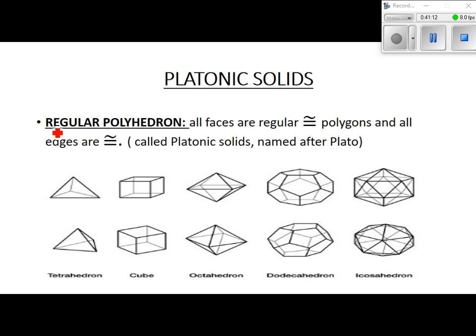A regular polyhedron. Before you start to write anything down, what was a regular polygon? If I told you that this was a regular polygon, what's true about it? What do you know about all the sides? They're all equal. What do you know about all the angles? They're all equal. So what do you think a regular polyhedron has? All equal faces and edges. All the edges and faces are all equal to each other.